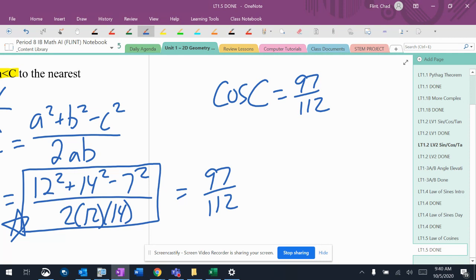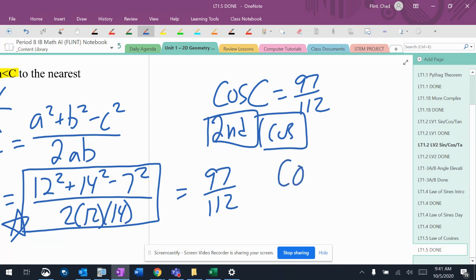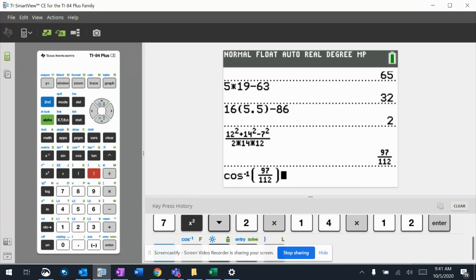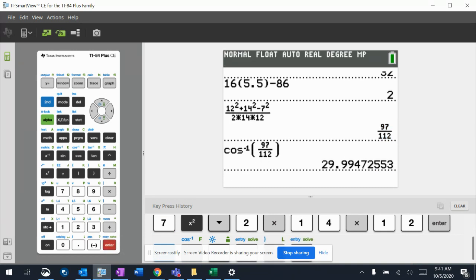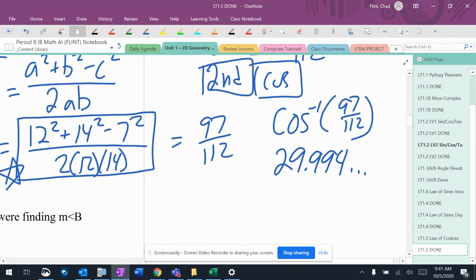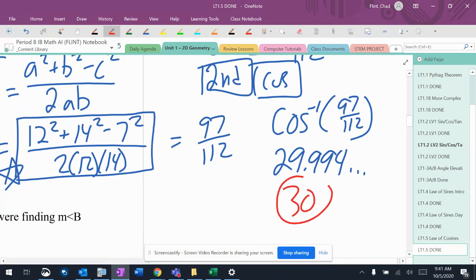Okay, when I'm looking for an angle, I second cosine it. So I'm literally just going to second cosine, which will give me the cosine inverse of 97 over 112. So I'm going to go to my calculator. I'm going to hit second cosine. And I'm going to be lazy. I'm not going to type that in. I'm just going to go up and hit enter and put it into my parentheses and then hit enter. And it gives me 29.994. And I said nearest degree, I believe. So 30 degrees. All right.